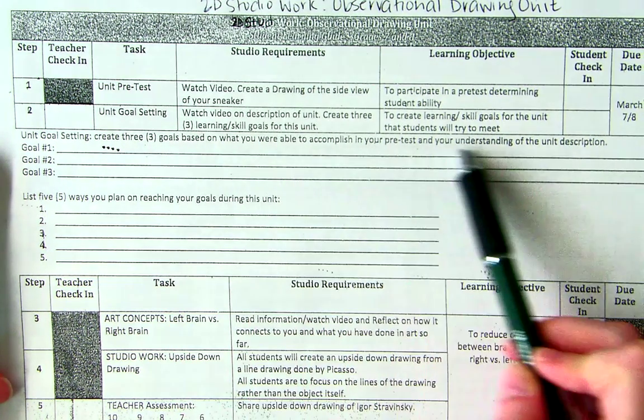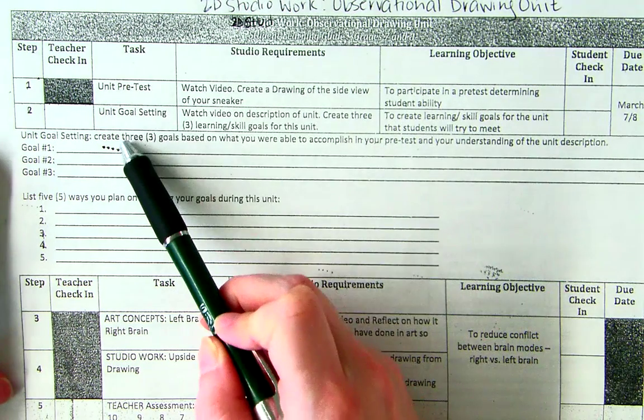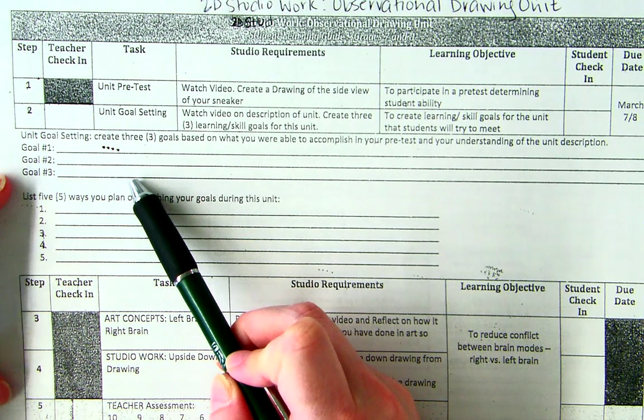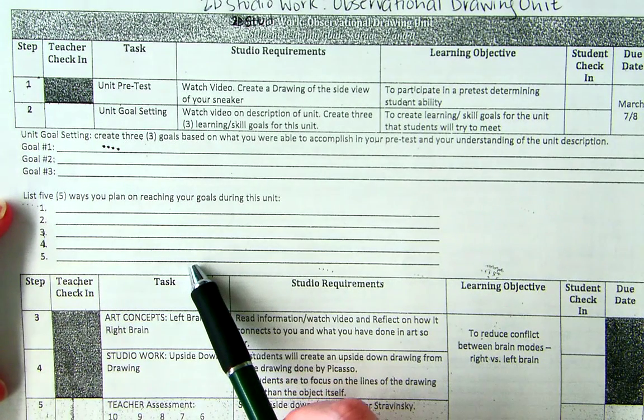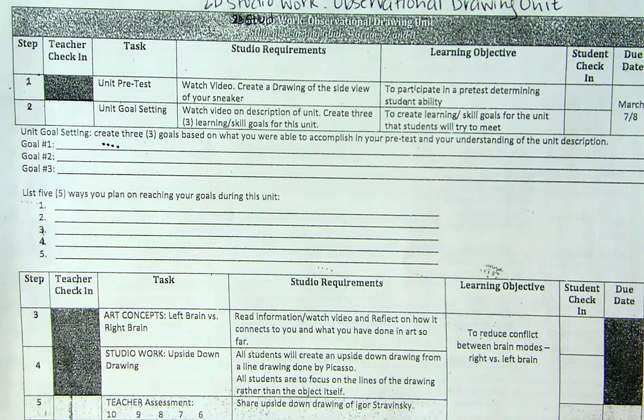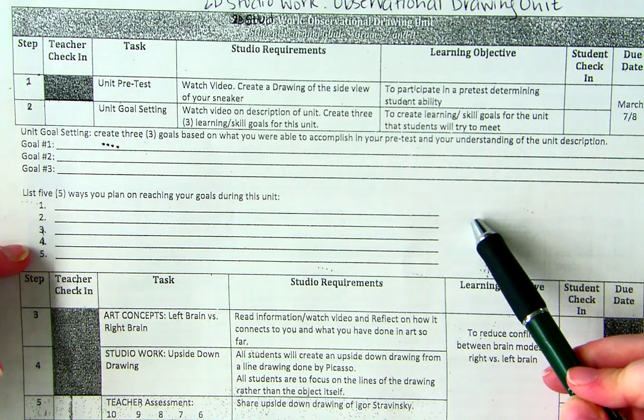Here it tells you what you're doing again. You're going to list 3 goals that you're going to set, whether things you want to learn or skills you want to learn. And then you're going to list 5 ways you plan on reaching those goals in this unit. Very simple. We're going to go over more of this in class.